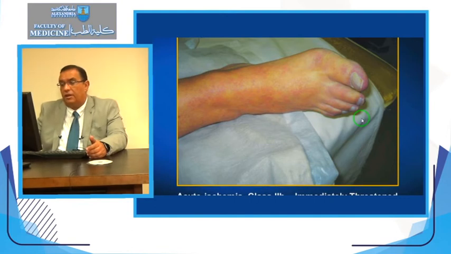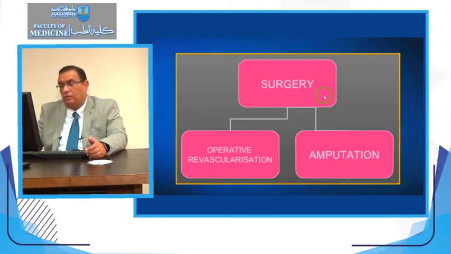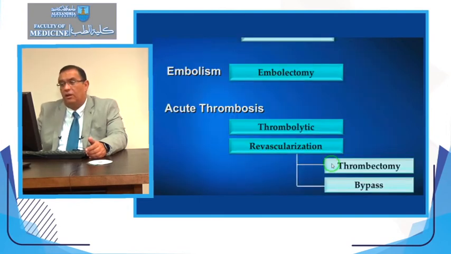This is acute ischemia class 2B, immediately threatened. This is the stage of our intervention in this situation. So the scheme for treatment is either immediate care by anticoagulation, analgesia, improvement of the perfusion and treatment of the associated cardiac condition, or second by surgery, either operative revascularization or amputation, and the third one is thrombolysis.